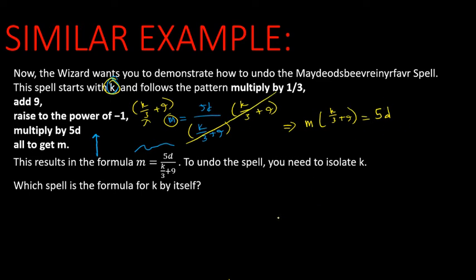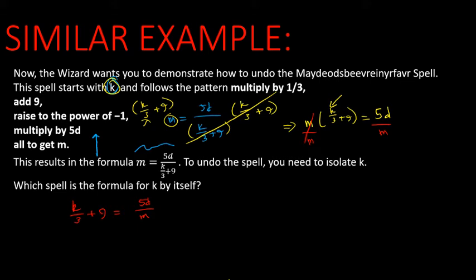Now I didn't distribute the m, and the reason is that I'm trying to isolate k on the left-hand side of the equation. And m is in my way, so I'm not going to distribute it. Since m is in my way, I'm going to divide both sides of my equation by m. I'm going to rewrite this over here now. So m divided by m cancels out. Now I have k over 3 plus 9 is equal to 5d over m.